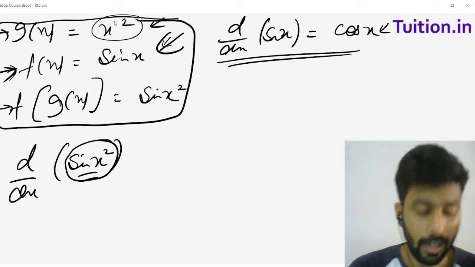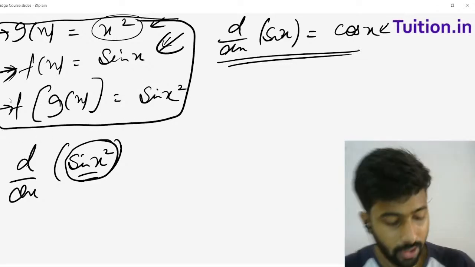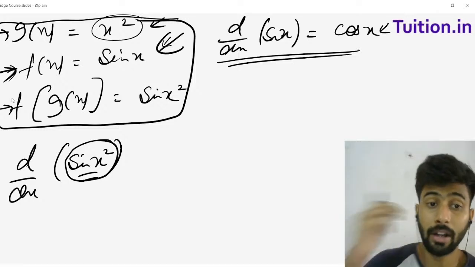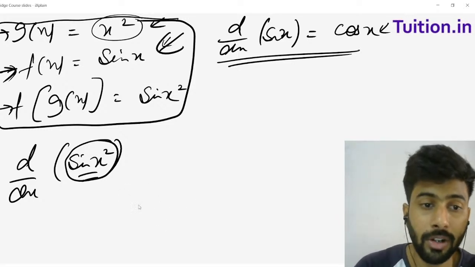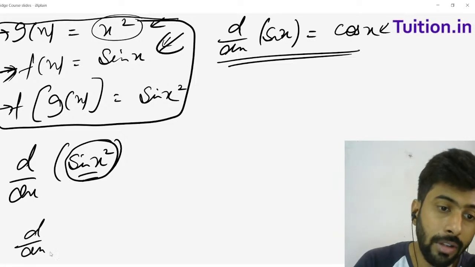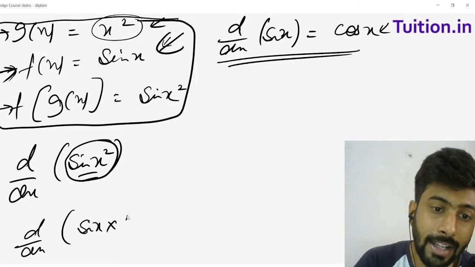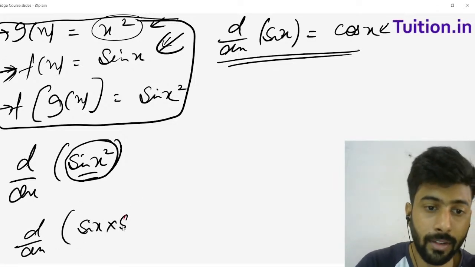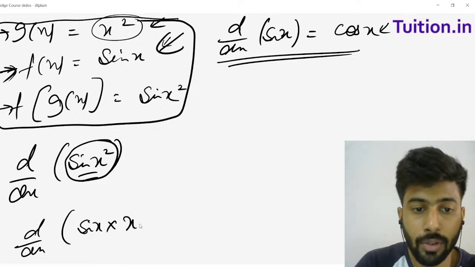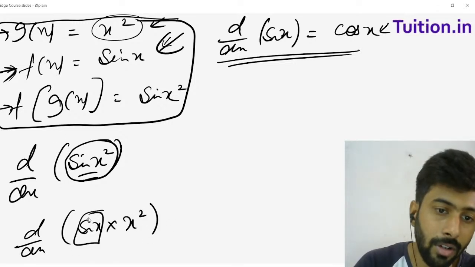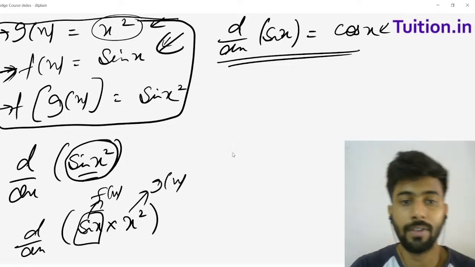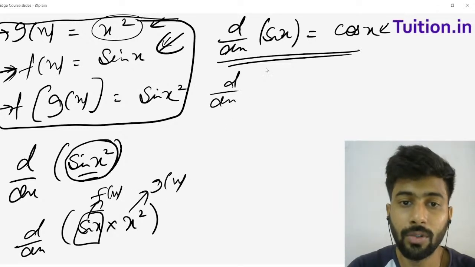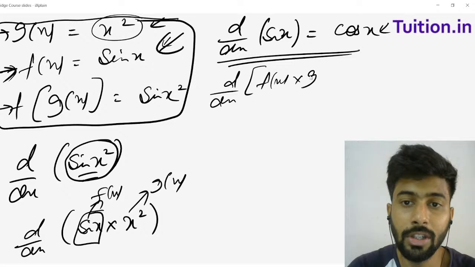Akshat is asking, sir, do we have to use the product rule here? A very common question, but a very common mistake also. No, you will not have to use product rule. You would have to use product rule if you had sin x into x square, because this fellow is a separate function f of x and this fellow is a separate function g of x.